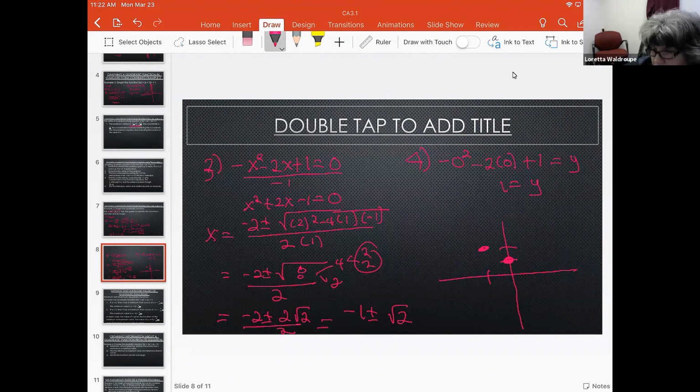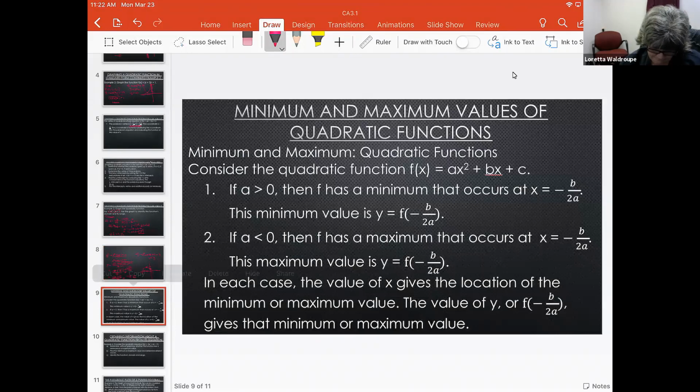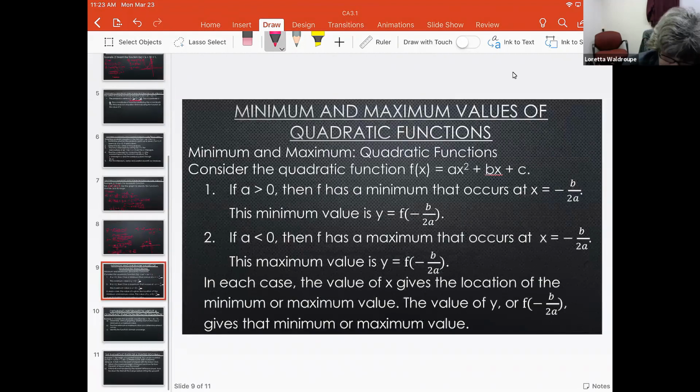You can go to your calculator and get a decimal approximation, or you can say, remember, I got a point here, one to the right. I'm going to have a point here, one to the left, and I can kind of sketch my graph. Okay.